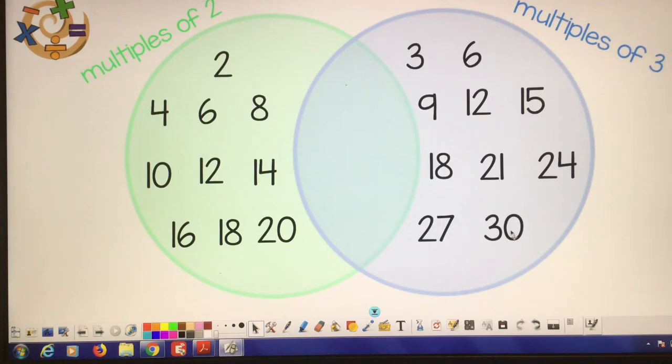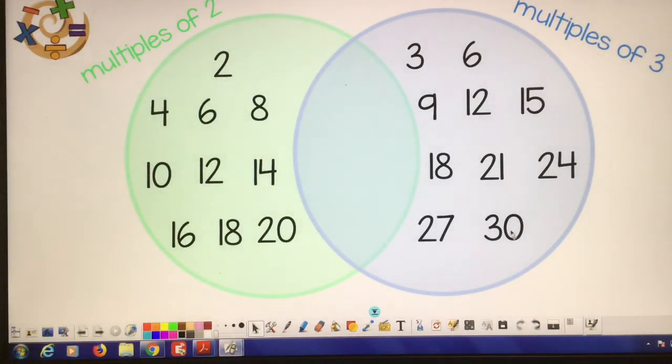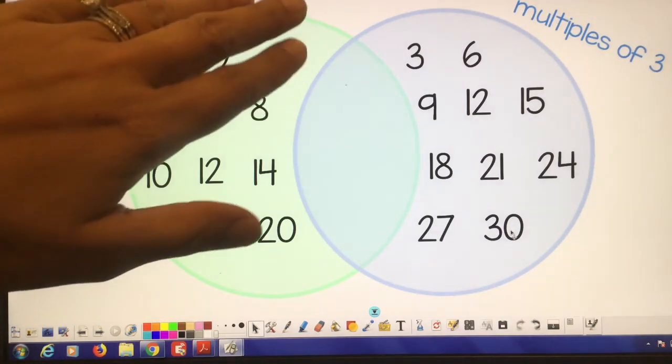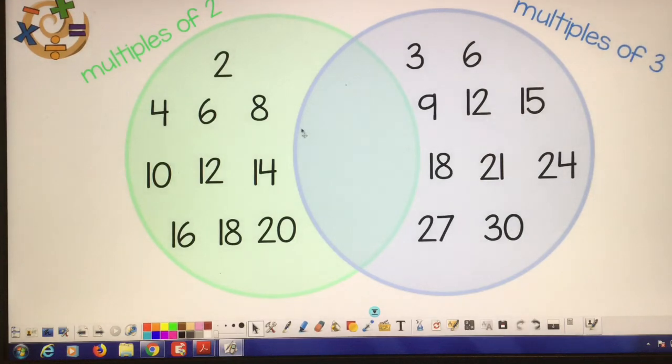Or wait, do I? No, because I got to take a look and see what would overlap. So I got to see now, are there any numbers that are both on the multiples of 2 and multiples of 3? So taking a look here, do we both have 2s? No. Do both have 4? No. But do both have 6? Yeah, so I'm going to erase the 6 from my 2 side and erase the 6 from my 3 side and bring them over.